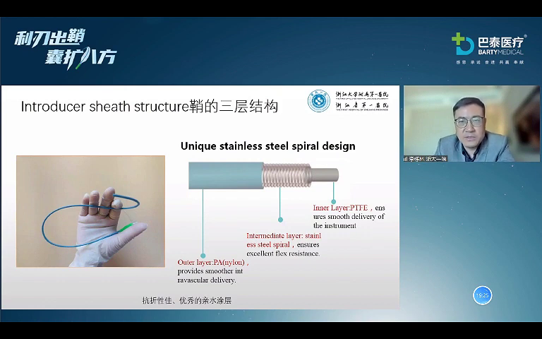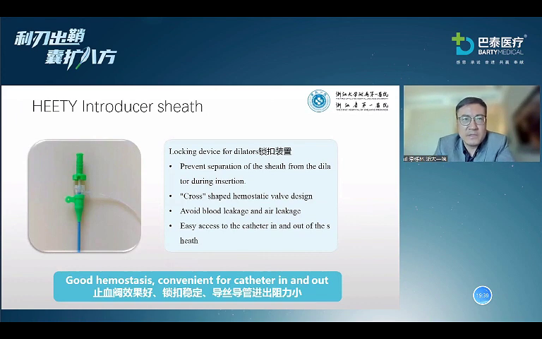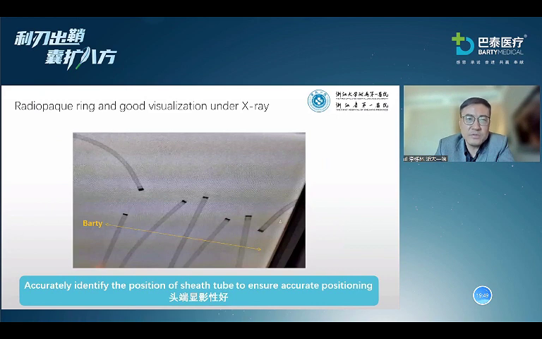You can see it's a 3-layer structure with a hydrophilic coating, very good. The intermediate layer is a stainless steel spiral, with very excellent flex resistance. This is the locking device for the dilator. The hemostasis valve is very good, with little resistance for the catheter and the wire. There's also a radiopaque ring for very good visibility, especially when we do visceral lesions, where we have higher requirements for visibility.